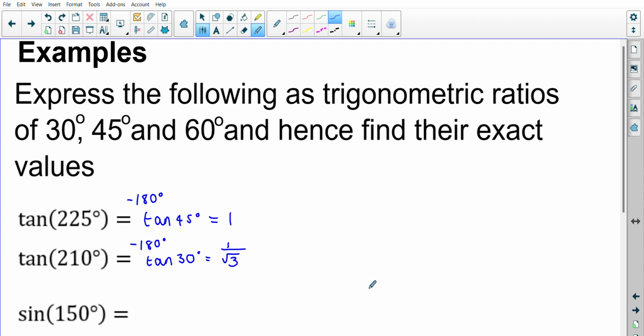The next one is sine, so I'm thinking about some of the rules I've seen with sine. The first rule we saw, where if we do 180 minus the angle, we get another angle. So if I do 180 minus 150, I get sine 30. And sine 30 is a half. So notice how I'm trying to get 45, 30 or 60 degrees.